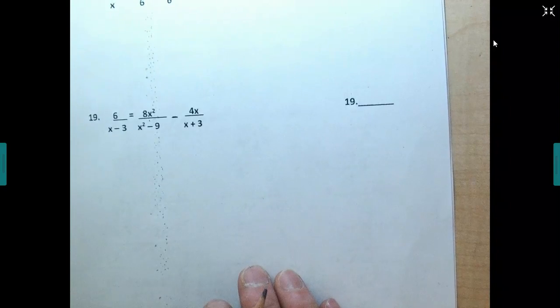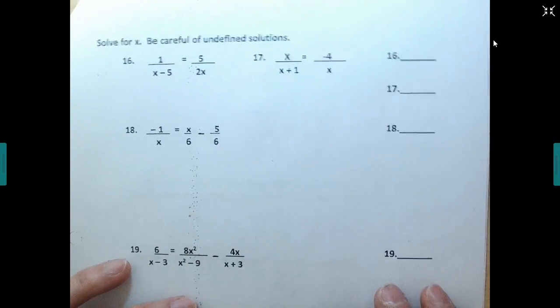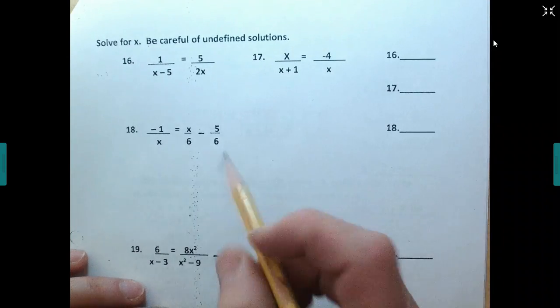All right. Moving on. Solve for x. Be careful of undefined solutions.